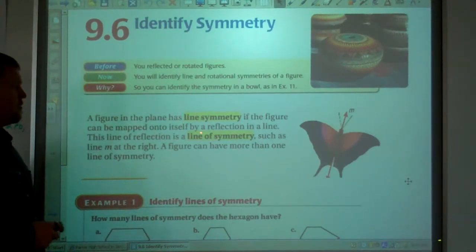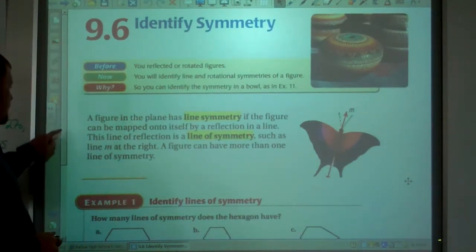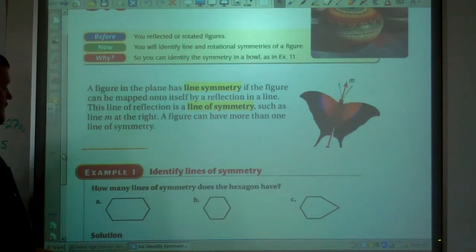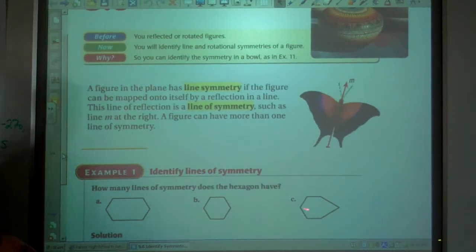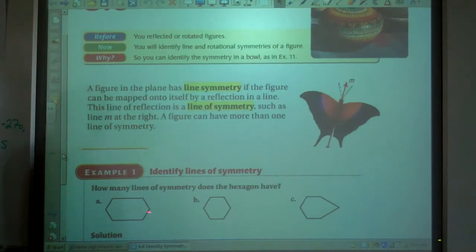This line of reflection is called the line of symmetry. Now, looking at these figures down here, how many lines of symmetry does the hexagon have? Here's a hexagon. So how many lines of symmetry does this hexagon have?